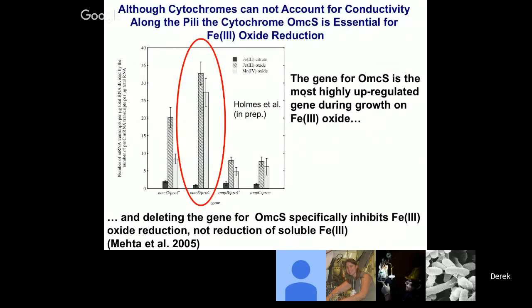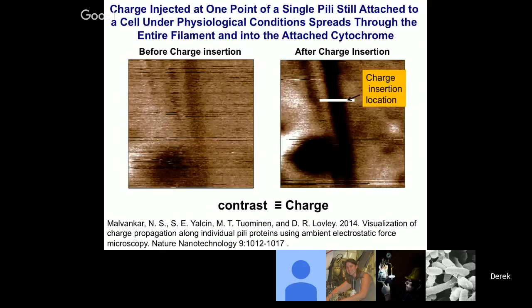But the OMCS is important for extracellular electron transfer. It's one of the most highly upregulated genes when Geobacter is growing on iron oxide, and if you delete that gene, it no longer reduces iron oxide. So here's what we think is probably going on.